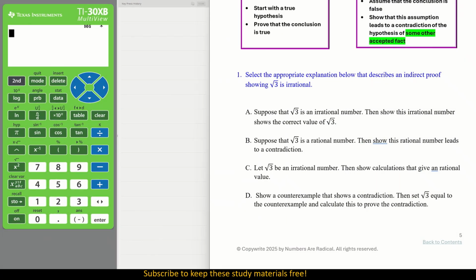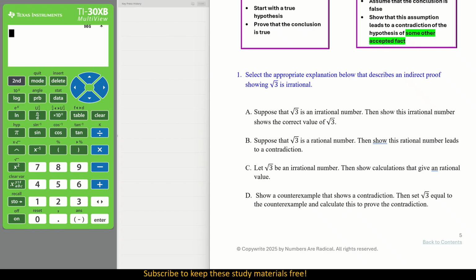Number 1, select the appropriate explanation below that describes an indirect proof showing the square root of 3 is irrational. Well, indirect means we first assume the false, or in this case, the opposite. So if we want to say the opposite of irrational, we say rational. And think of it also this way: if the conclusion is something even, a good assumption for indirect would be odd. But in this case, we just need to say that it is rational.